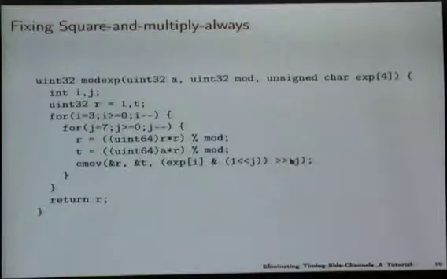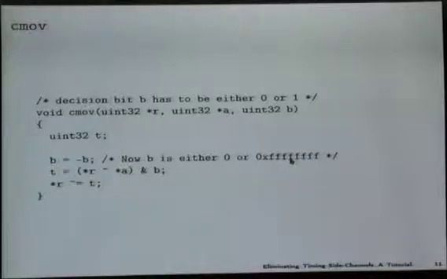And now the question is, what does this CMOV look like? Well, it's exactly what I had on the previous slide. So the conditional move, depending on the bit b, looks like this. For example, you first set b equals minus b. So now in two's complement, assuming that we have two's complement, which we typically have, b is either 0 or all F. So you have a mask, which is either 0 or F.